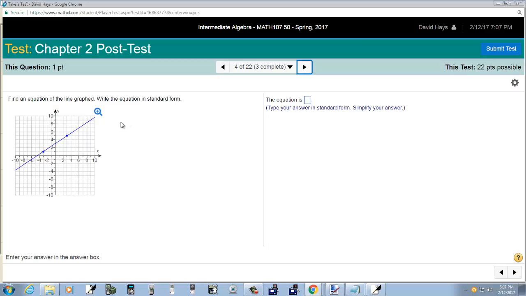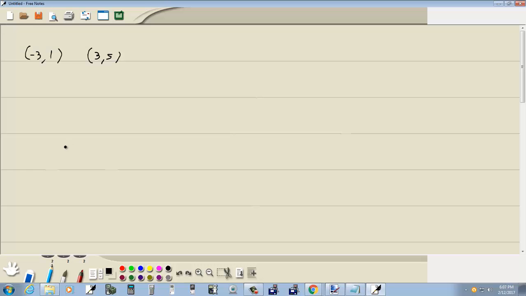Although there's different ways of getting the slope, I'm just going to use the formula. So step 1, find m. M is going to equal y2 minus y1 over x2 minus x1. When we're given points, this is x1, y1, this is x2, y2. You label one of your points x1, y1, and one of them x2, y2. Doesn't matter which ones. y2 is 5, minus y1, which is 1, over x2, which is 3, minus x1, which is negative 3.